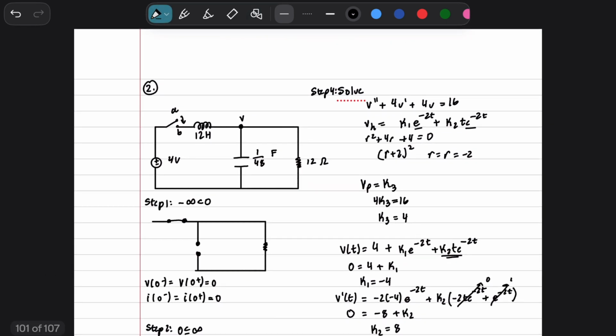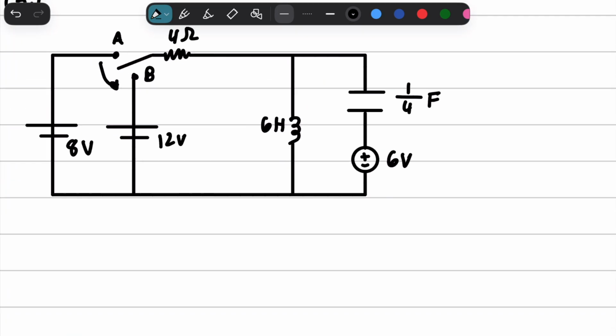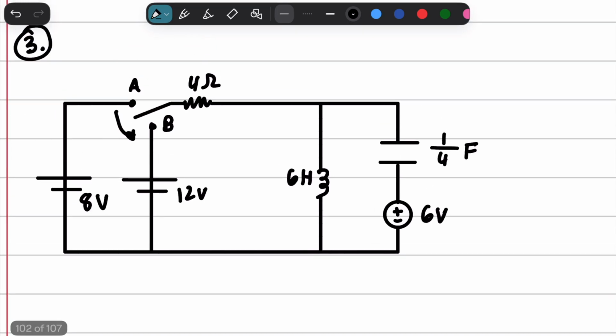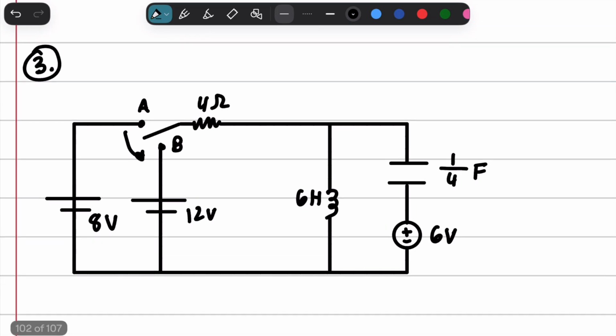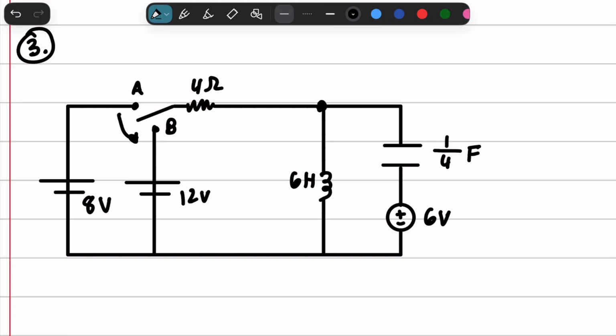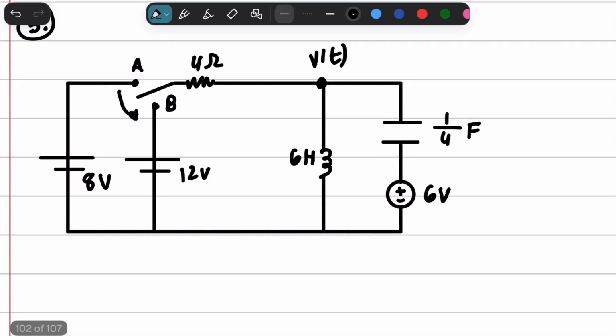Okay, let's go ahead and do our last problem. All right, so here is our last problem. Let's just get right into it. We're supposed to find v of t right here.